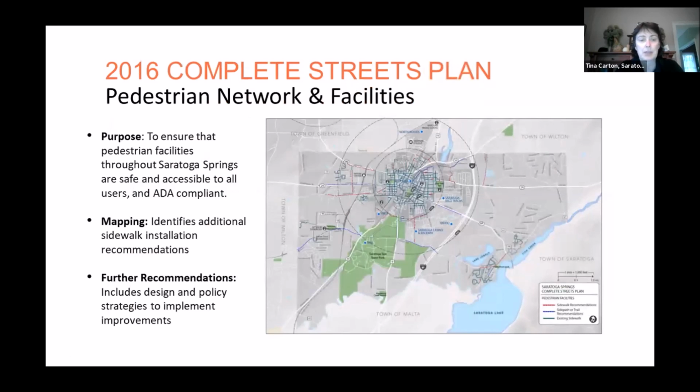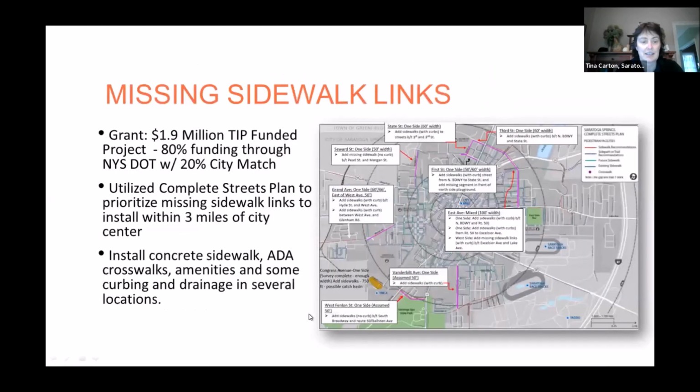So our Complete Streets plan, when the consultant came up with the Complete Streets plan, as Teresa had described, CDTC has data on all of our sidewalks, and that data was then brought into our pedestrian network and facilities chapter. From that chapter, next slide, Jen, the city was able to work internally with different departments to come up with priority sections that are located throughout the city, and areas where we wanted to make sure that we filled in any missing gaps, and we called it our Missing Sidewalk Links project.